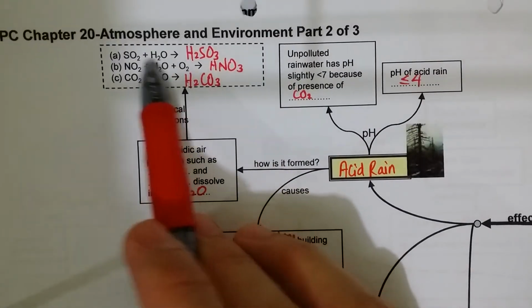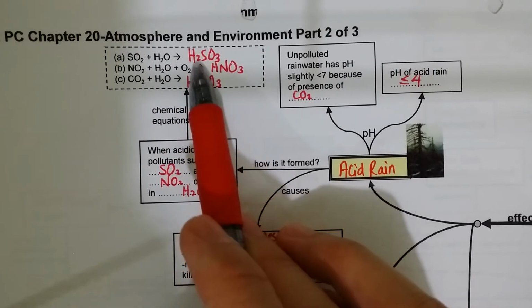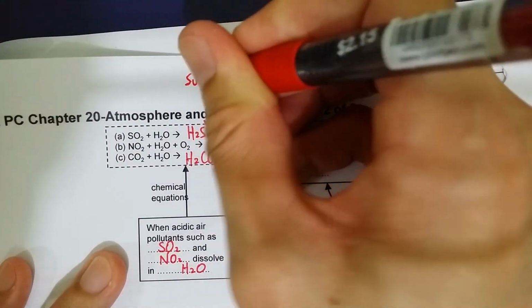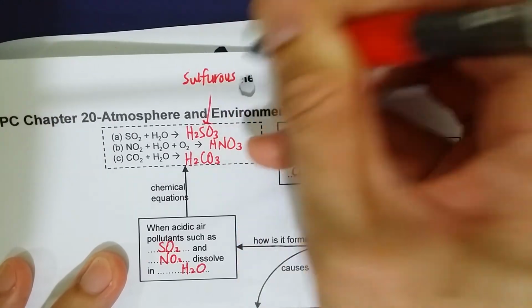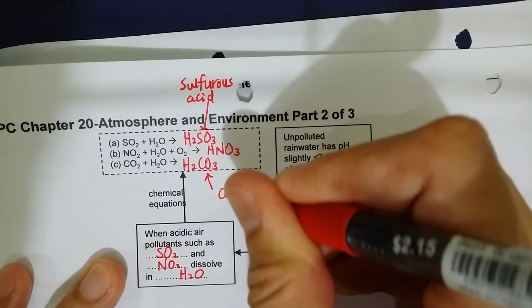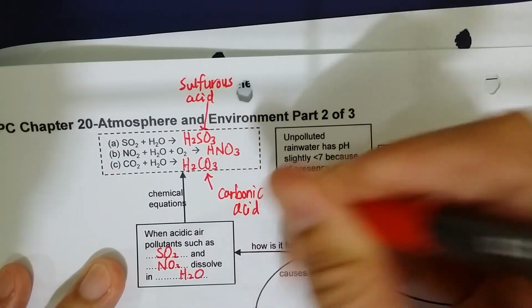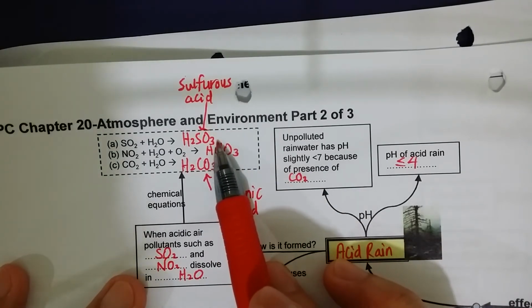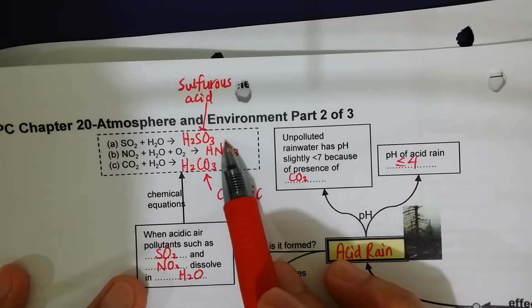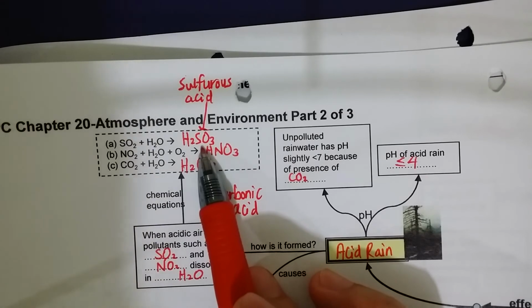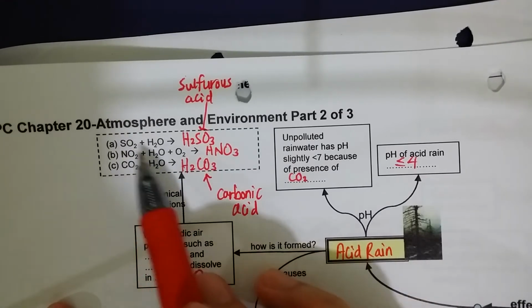Now when SO2 dissolves in water, it will form H2SO3. This is called sulfurous acid. By the way, this is called carbonic acid. Now this sulfurous acid will subsequently react with oxygen in the air to form sulfuric acid, H2SO4. So this is like an intermediate substance. That is when SO2 dissolves in water.